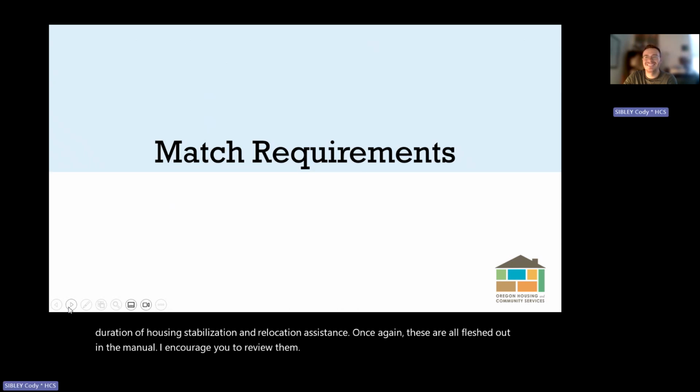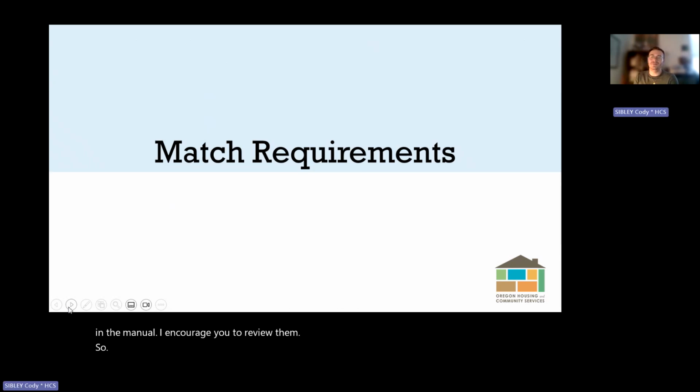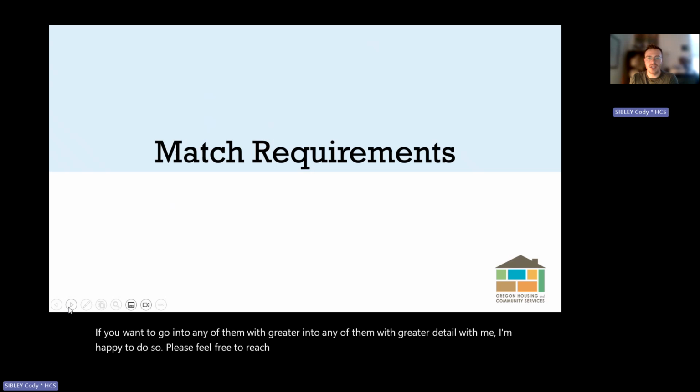So those are all of the requirements for ESG. If you want to go into any of them with greater detail with me, I'm happy to do so. Please feel free to reach out. But for this presentation, we're going to move on to the match requirement.